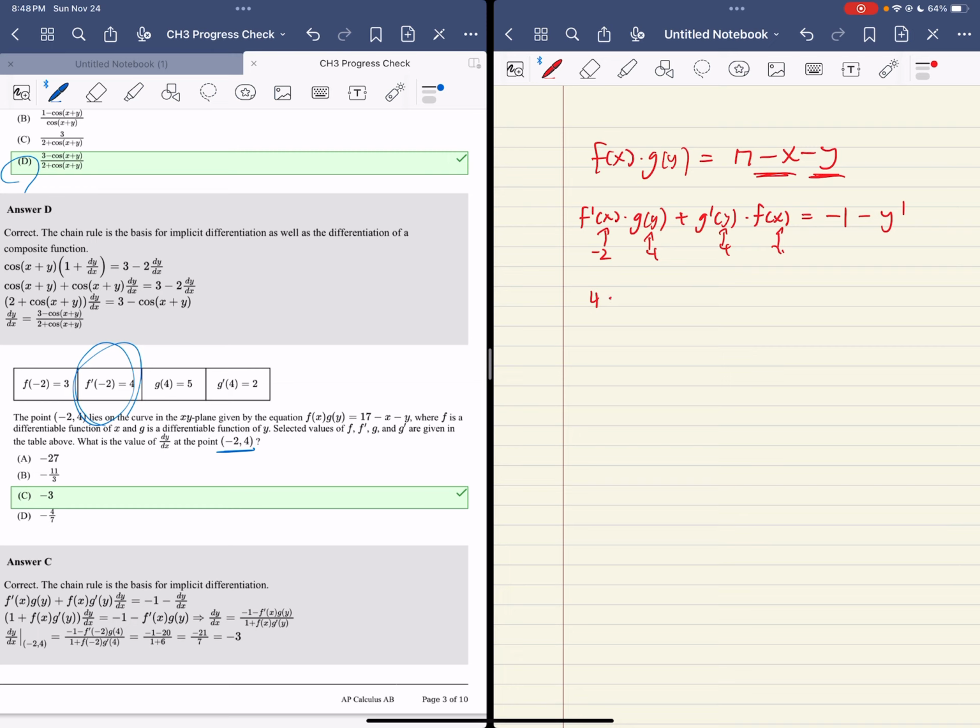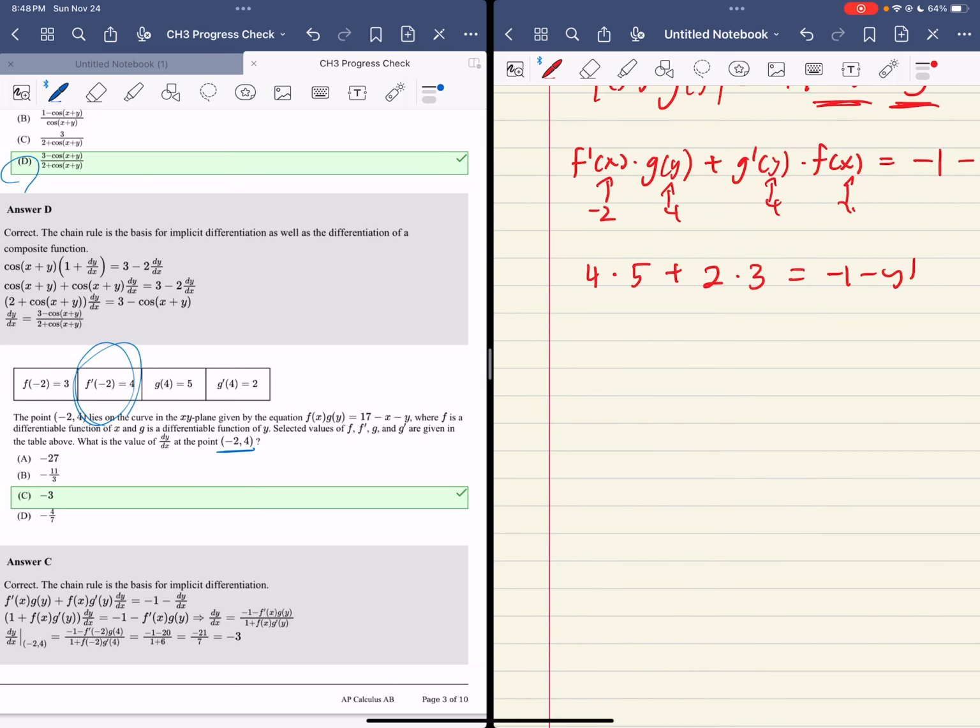So it's going to be 4 times g of 4, which is 5, plus g prime, which is 2, times f of negative 2, which is going to be what? 3 is equal to negative 1 minus y prime. So simple, 20. That's going to be 20, plus 6, so 26. Well, 27 is equal to negative y prime.